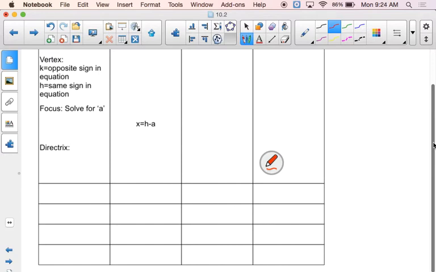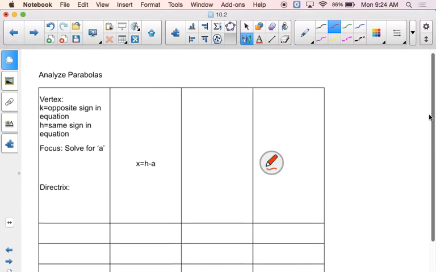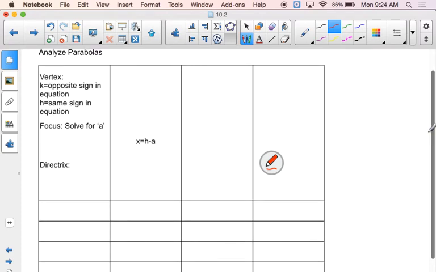So let's look at, sorry, my whole screen didn't print right.